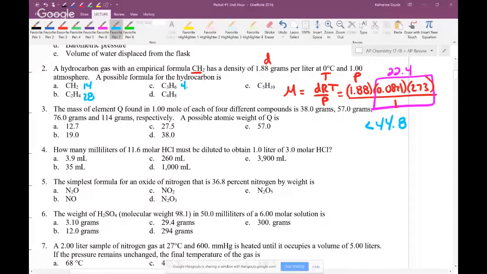So this one's what, 42? Yeah. And then this one's 56. And say this one's 70. Yeah, so C. I say C. Okay, I got C too.